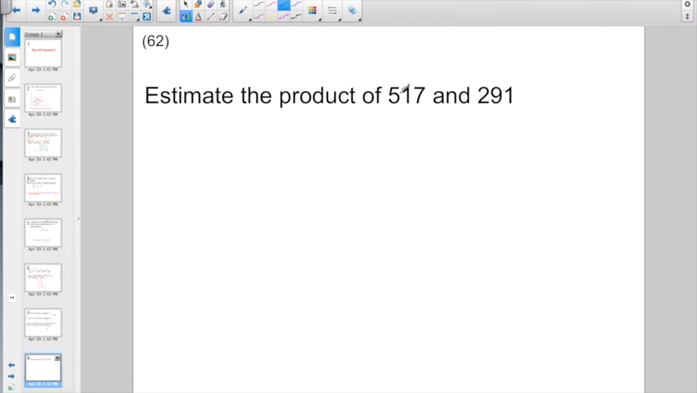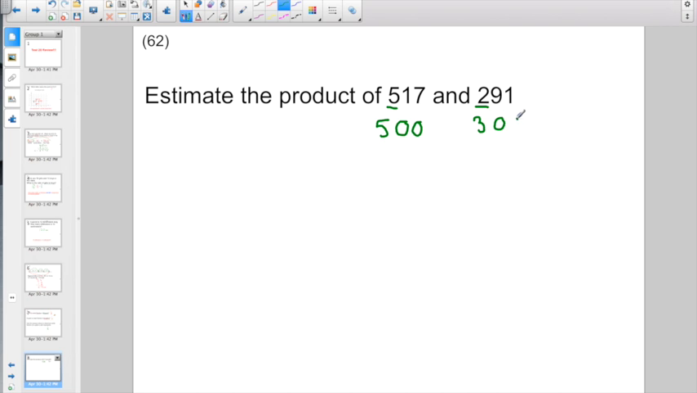Estimate the product of 517 and 291. 517, is it going to be closer to 500 or 600? If the neighbor's only 1, it's going to be closer to 500, right? Let's take a look at 291. Is it going to be closer to 200 or closer to 300? The neighbor is more than 5, so we can round up to 300.